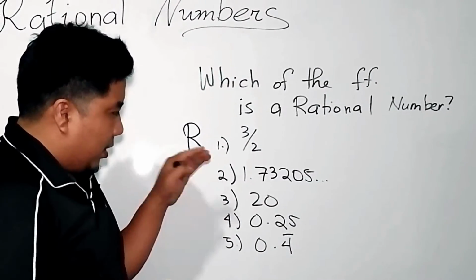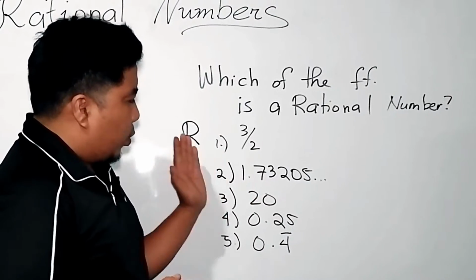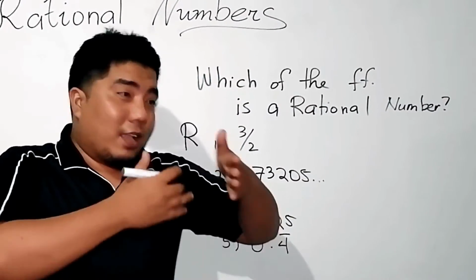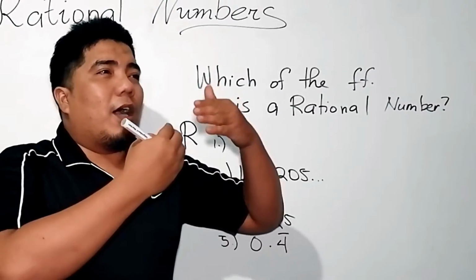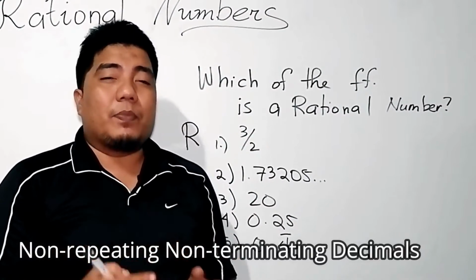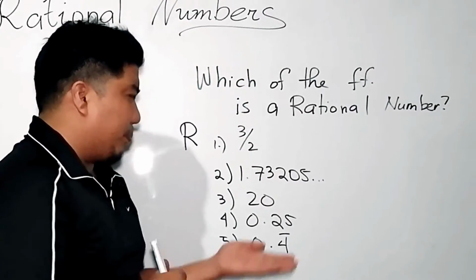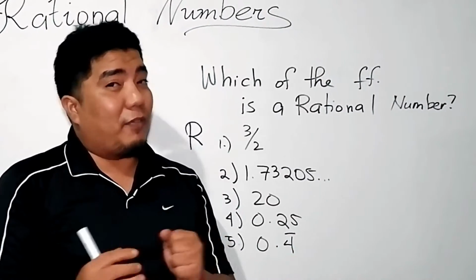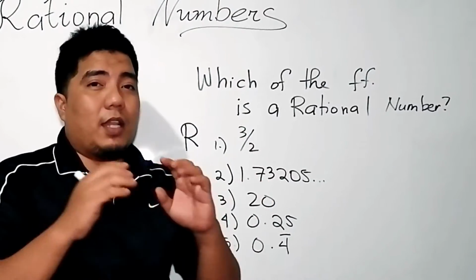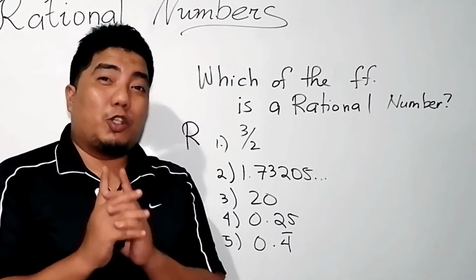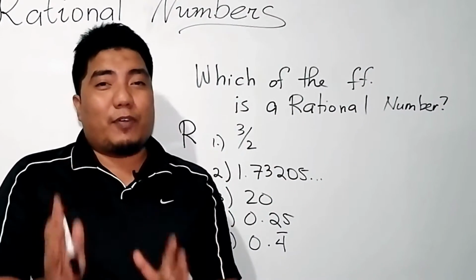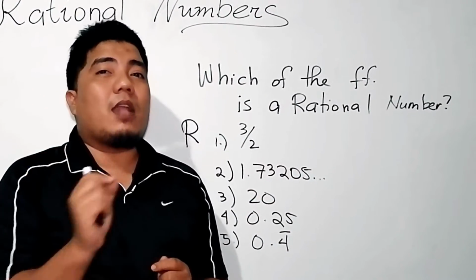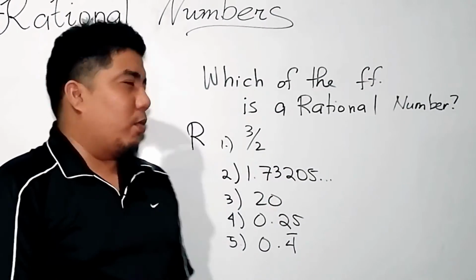Now, let's go to number 2. As we can see, this is 1.73205 dot dot dot, or this is an ellipsis. It means that it will not end, meaning it will continue. This is what we call a non-repeating, non-terminating decimal. Now, as I said earlier, among the non-integers are the decimals and fractions. However, this is a special decimal because this is not considered to be a rational number because we cannot convert this into a fraction. Remember, if it is a non-terminating, non-repeating decimal, then that is not a rational number.